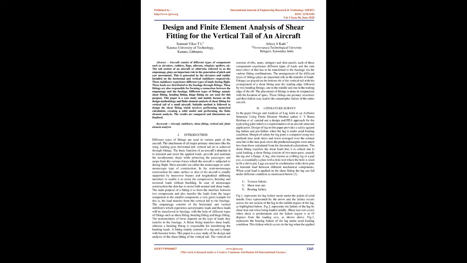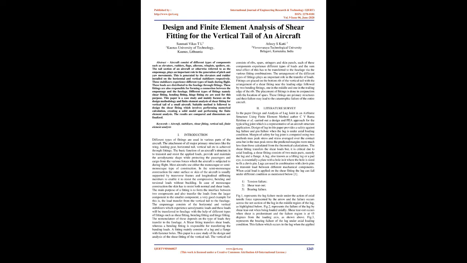The vertical tail consists of ribs, spars, stringers, and skin panels. Each of these components experiences different types of loads, and the sum total effect of this has to be transferred to the fuselage via the various fitting combinations. The arrangement of the different types of fittings plays an important role in the transfer of loads.